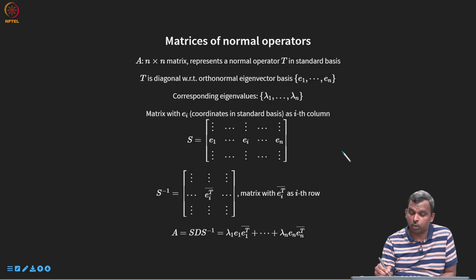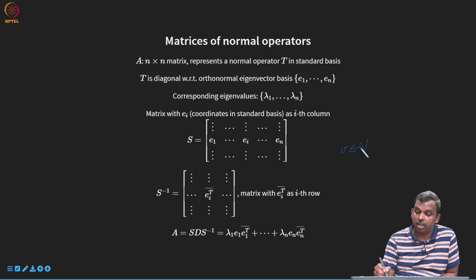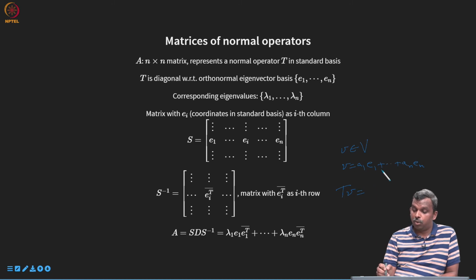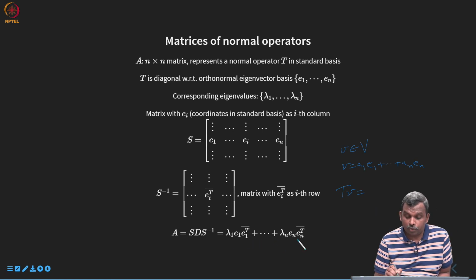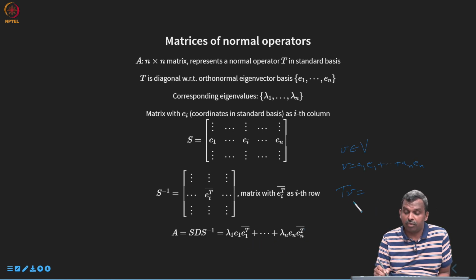Look at what we could do before. If you had V in the vector space, you can always write V as a linear combination of the E's. Notice what happens when you do TV. When you multiply this T with V, I know T is of this form, so when E1 multiplies, the first term is the only term that will survive, everything else will go off to 0, and TV can be written in a very, very simple form.